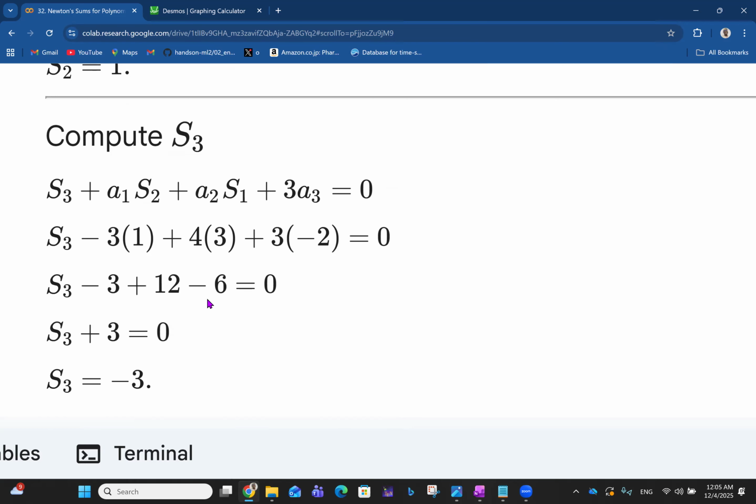So S minus 3 plus 12 minus 6. That's minus 3 in short. This whole thing will be minus 3. Yeah, no. Minus 3 minus 6, that's minus 9. Minus 9 plus 12, that's plus 3. Sorry, S3 plus 3 equals 0. That means S3 is minus 3.